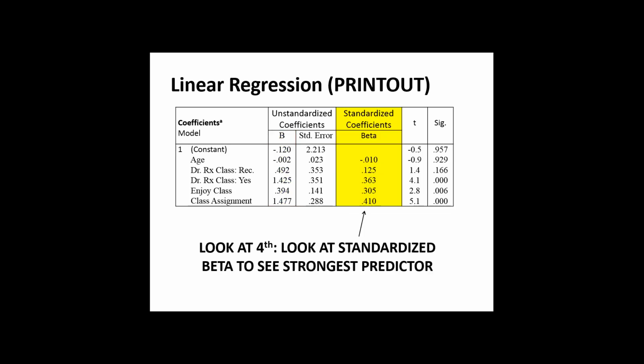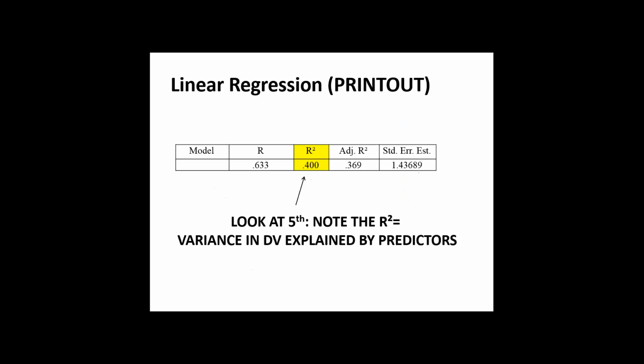Next, the standardized coefficient beta, the beta coefficient, identifies the strongest predictor of the dependent variable in the regression model. So the highest one is the strongest predictor. We could see class assignment at 0.41 is the highest. It's the only one above 0.4. So that's the strongest predictor of class attendance in the model. So it's sort of a magnitude.